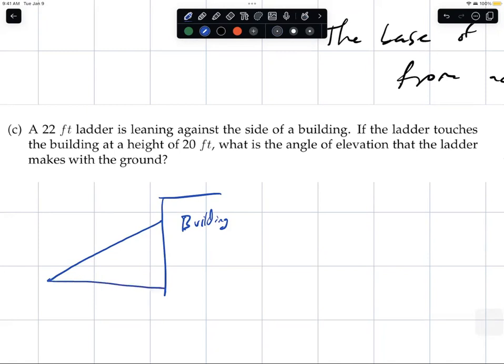So here's the ground. So we'll assume that this is a 90-degree angle here. This height here was given to be 20 feet. The ladder length is 22 feet. So part of this is drawing this correctly. Yesterday as I was walking around, I did see some people draw this incorrectly. So, does this drawing seem to match up with what the problem says?